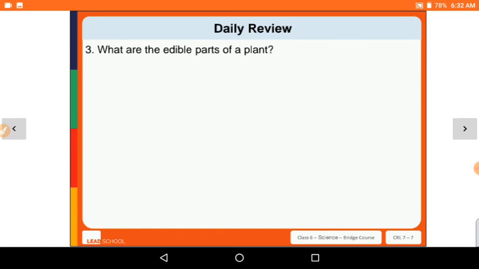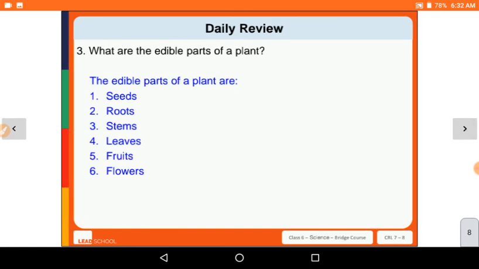What are the edible parts of the plant? So there are six edible parts of the plant: seeds, roots, stem, leaves, fruit, and flower.